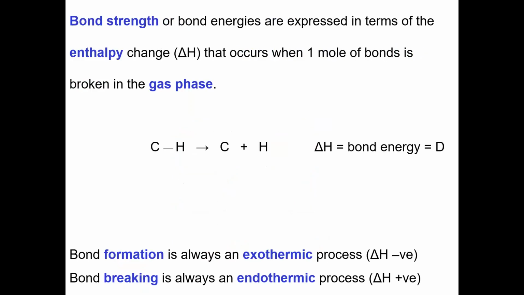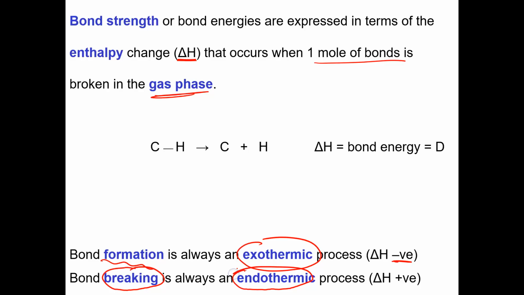So, bond energies are sometimes referred to as bond strengths. What these represent is the enthalpy change, or the delta H, that occurs when a mole of bonds is broken in the gas phase. And it's important to recognize that bond forming is always exothermic and has a negative delta H, which means that bond breaking always requires an input of energy and will always be an endothermic process and have a positive delta H. So that can help you when you're calculating these things to check that you got everything around the right way.